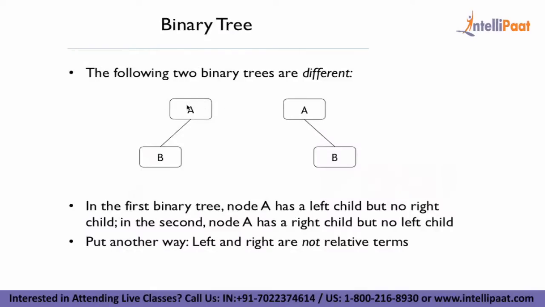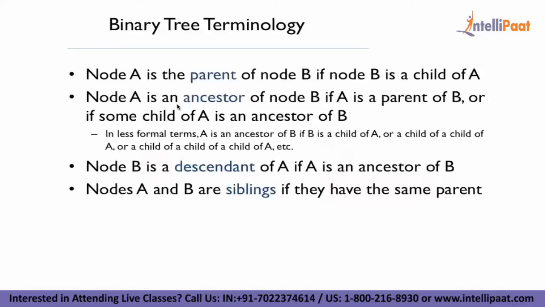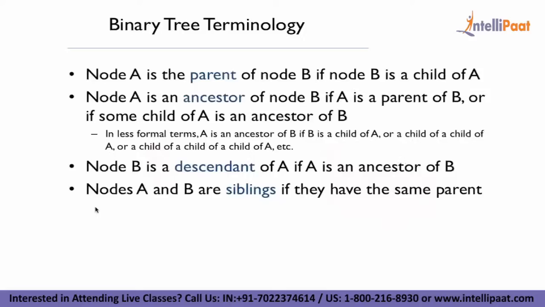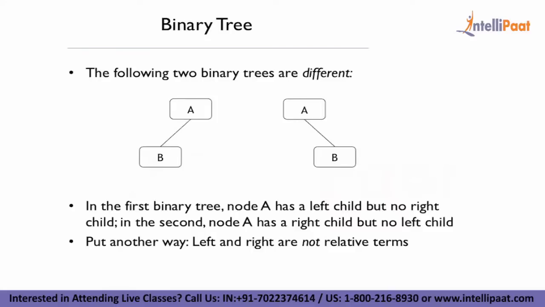Another thing is also called node A is the ancestor of B. So whichever comes first, traveling from the root, will be the ancestor of the node which comes after that node. So A comes first and B comes after A, hence A is the ancestor of B. Node B is a descendant of A. Similarly, B comes after A, so B is the descendant of A. Nodes A and B are siblings if they have the same parent. Suppose there is a node called C here, then B and C will be siblings because B and C have the same parent called A.